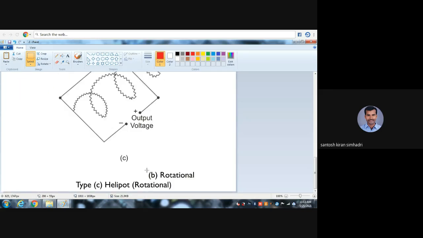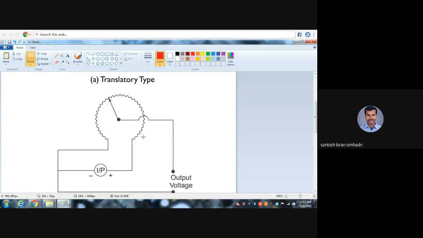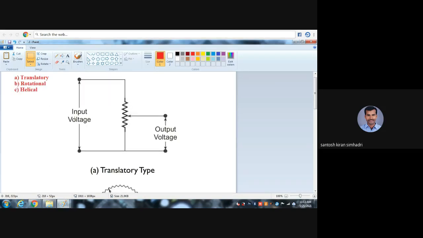Then come back to the rotational type. Very simple, just concentrate. It looks like a rotational type. It's a circle. See here, the circle is there. You can easily draw these diagrams also. In resistive transducers, if you draw these three diagrams, you will get 16 marks easily. Very simple. Input voltage, one variable resistor.